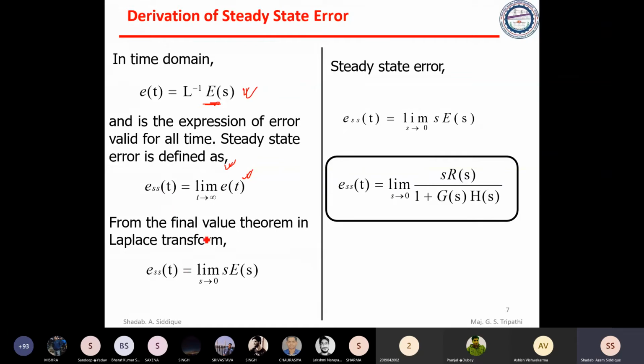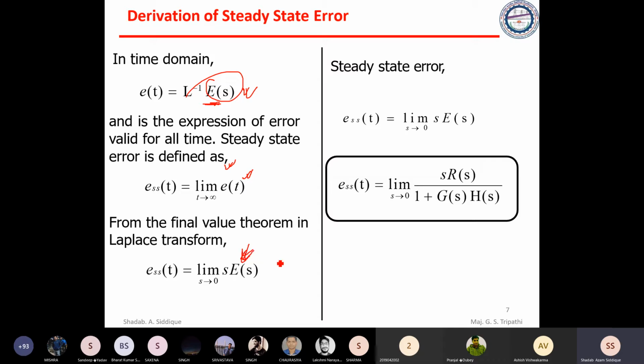Now, how can we find this using the final value theorem? The final value theorem says, if you want to find the final value of any Laplace expression, you just take the limit s tending to 0 of s into that value. So this is the final value theorem. Already you have studied it in signals and systems.